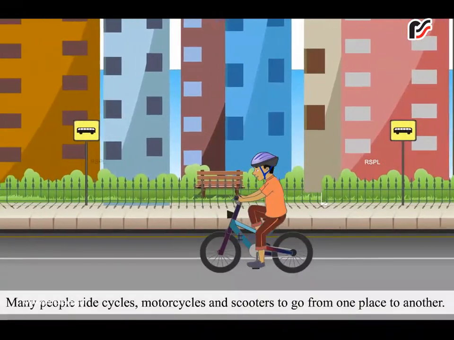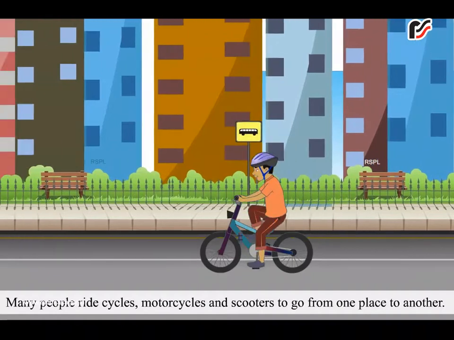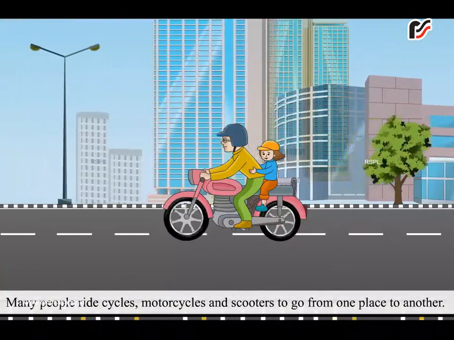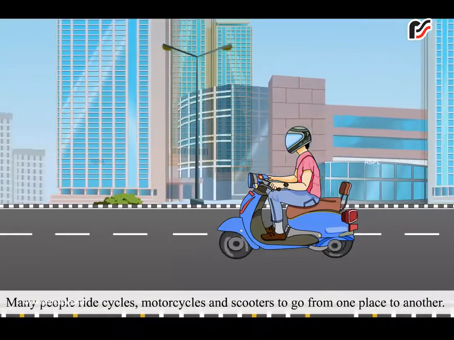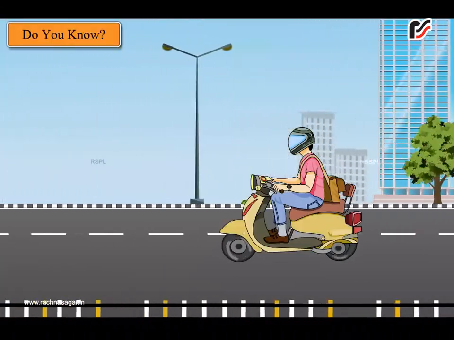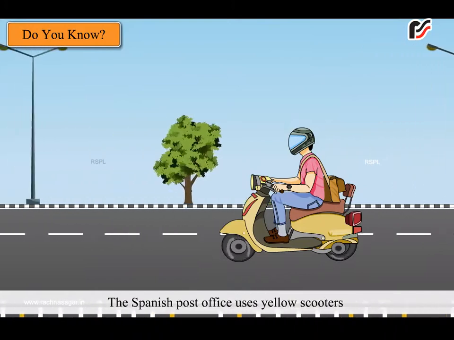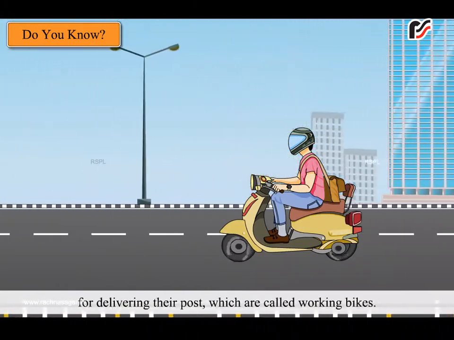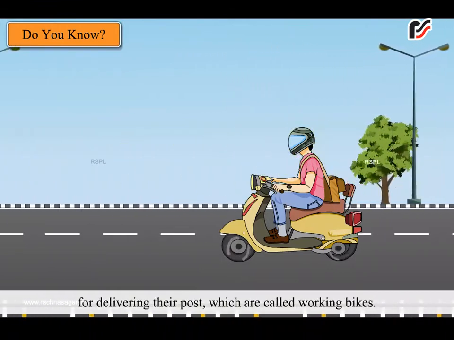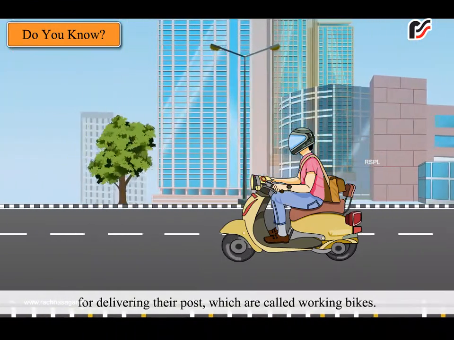Many people ride cycles, motorcycles and scooters to go from one place to another. Do you know? The Spanish post office uses yellow scooters for delivering their post, which are called working bikes.